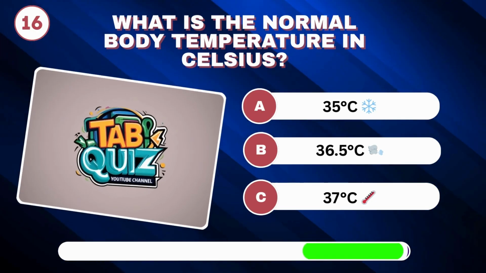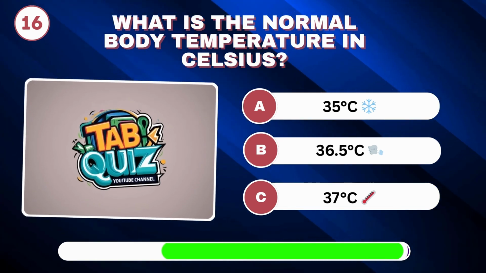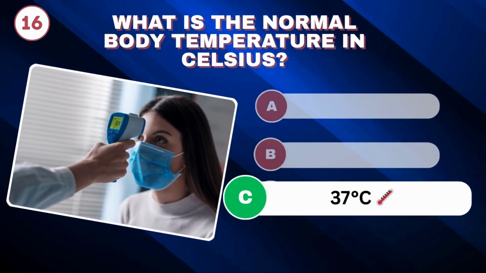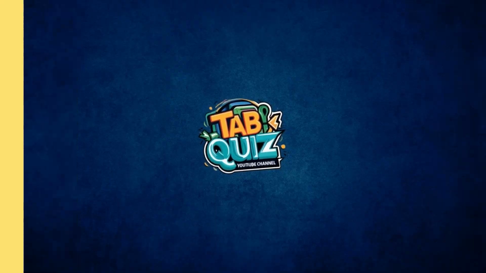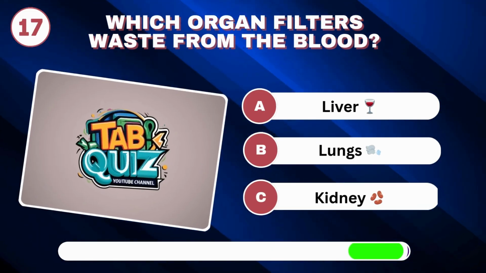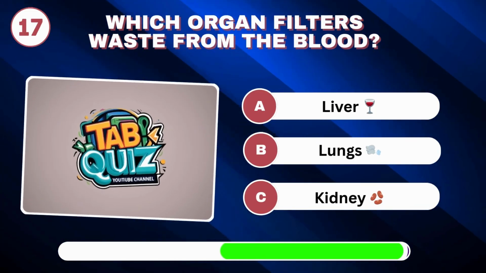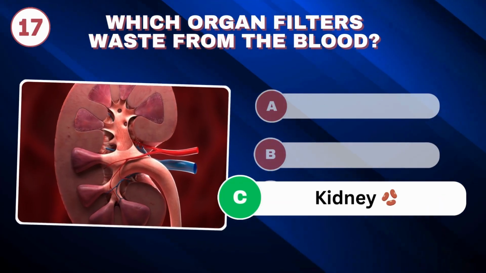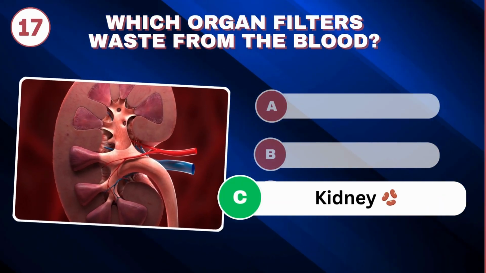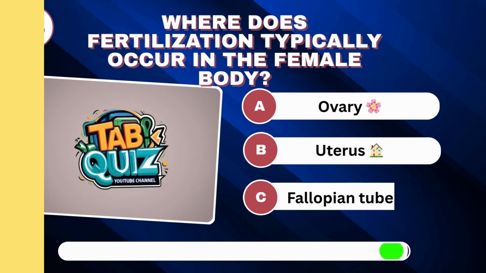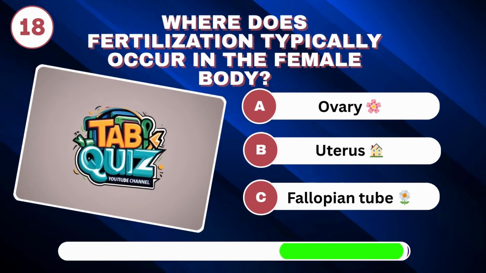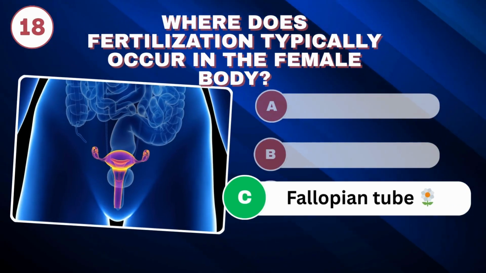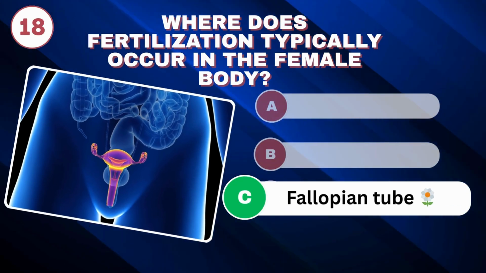16. What is the normal body temperature in Celsius? 37 degrees Celsius. 17. Which organ filters waste from the blood? C. Kidney. 18. Where does fertilization typically occur in the female body? C. The fallopian tube.